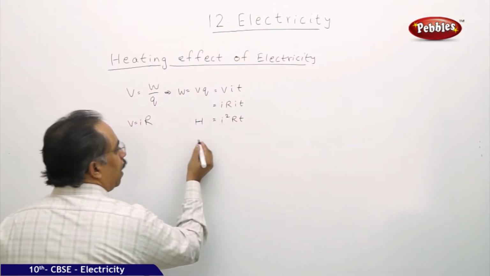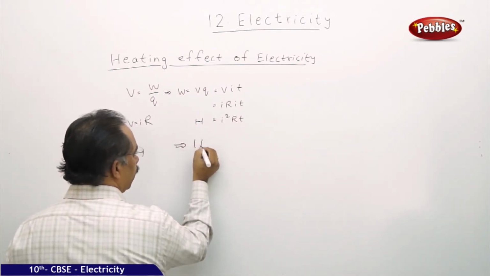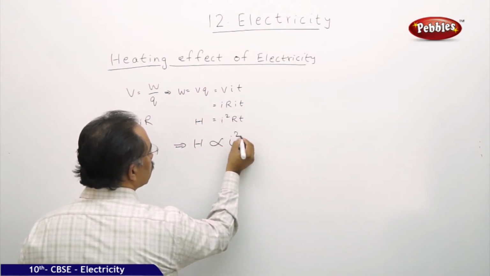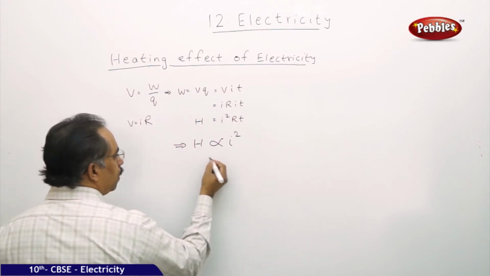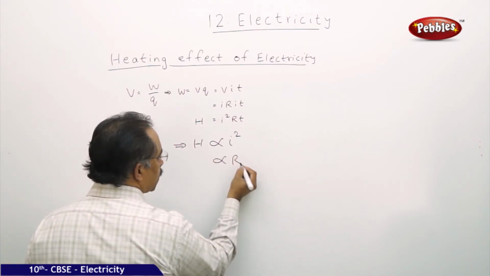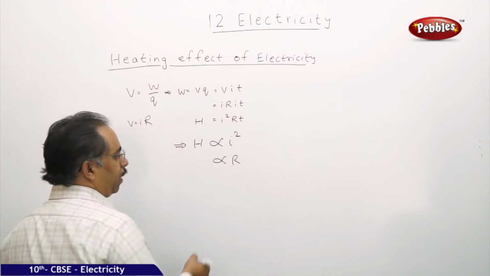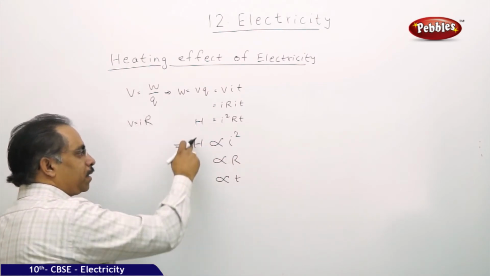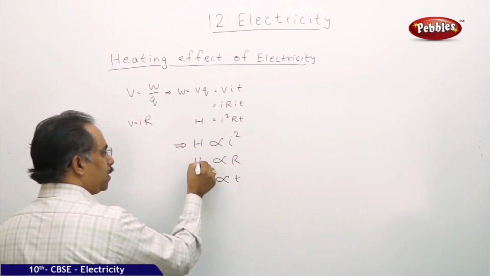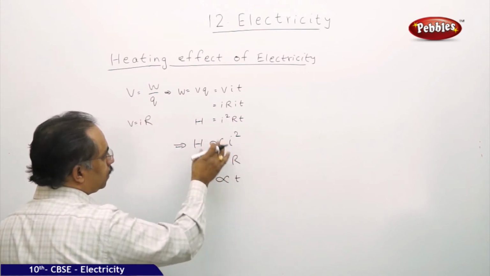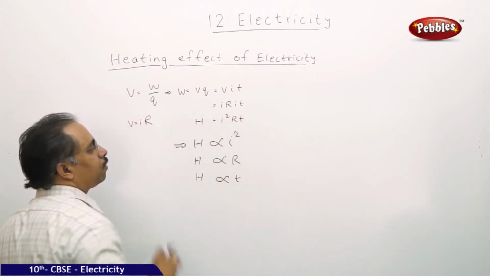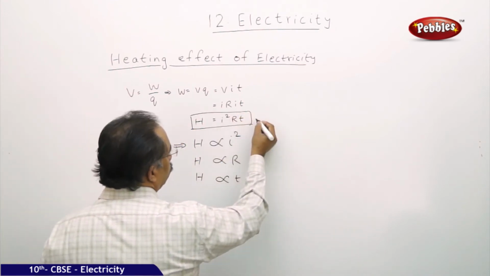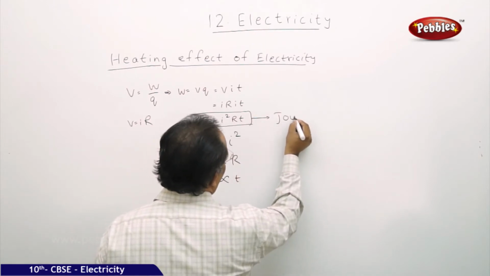From this expression, I can write that the heat produced in a coil or a resistance is directly proportional to the square of the current passing through it, directly proportional to the resistance of the resistor, and also directly proportional to time. Combining these, I come to the conclusion that this is the amount of heat generated. This particular expression is called Joule's law of heating.